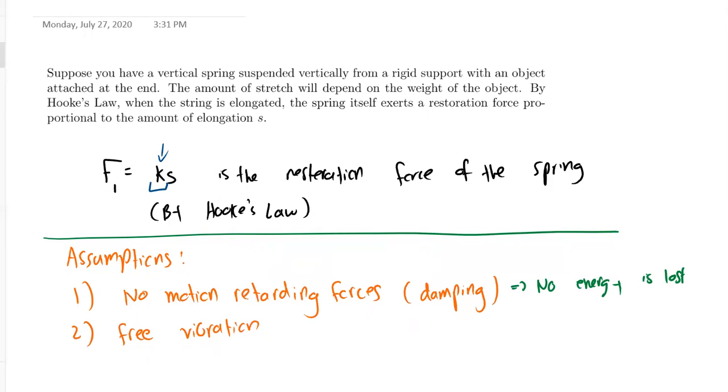Okay. Another thing we're going to assume is that there is free vibration or oscillation. So what does this mean?